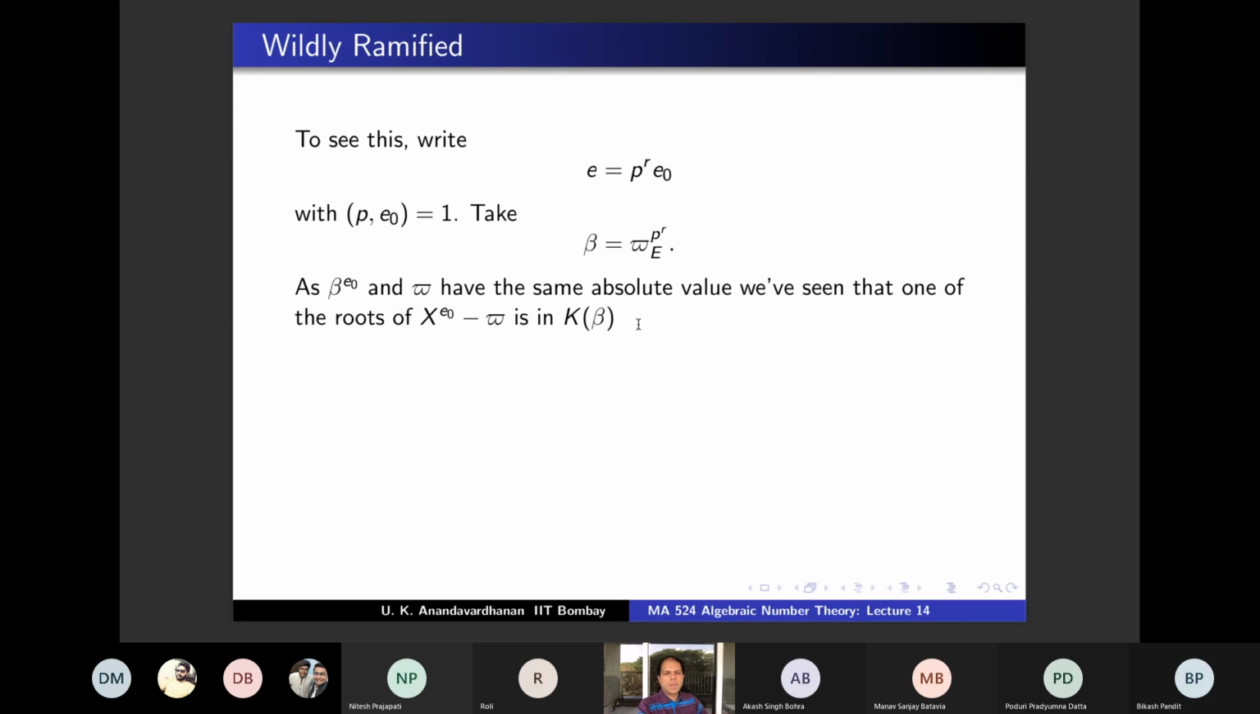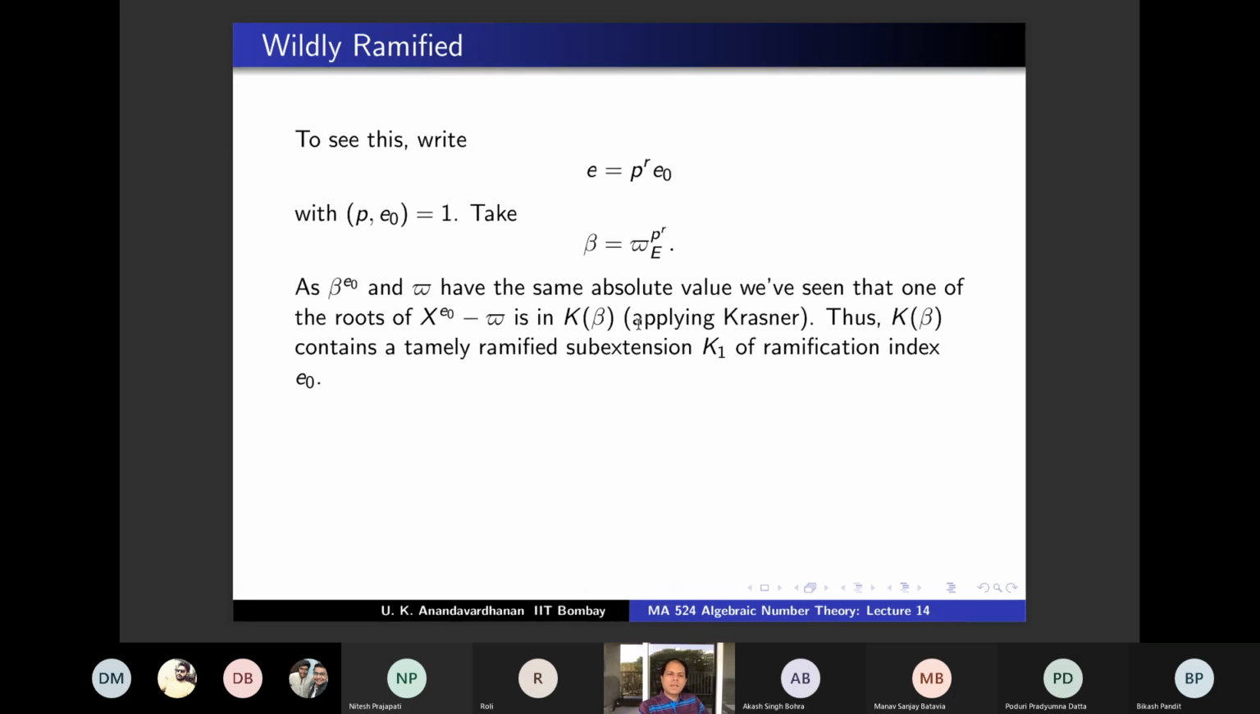This was Krasner's lemma, applying Krasner. This is the lemma that we proved using Krasner's lemma. So x^e_0 minus pi, one of its roots is in K(beta). So let us say alpha is the root of this. Then K(alpha) over K is tamely ramified and K(beta) contains that extension. So the conclusion is K(beta) contains a tamely ramified subextension of ramification index e_0. Let's call it K1.